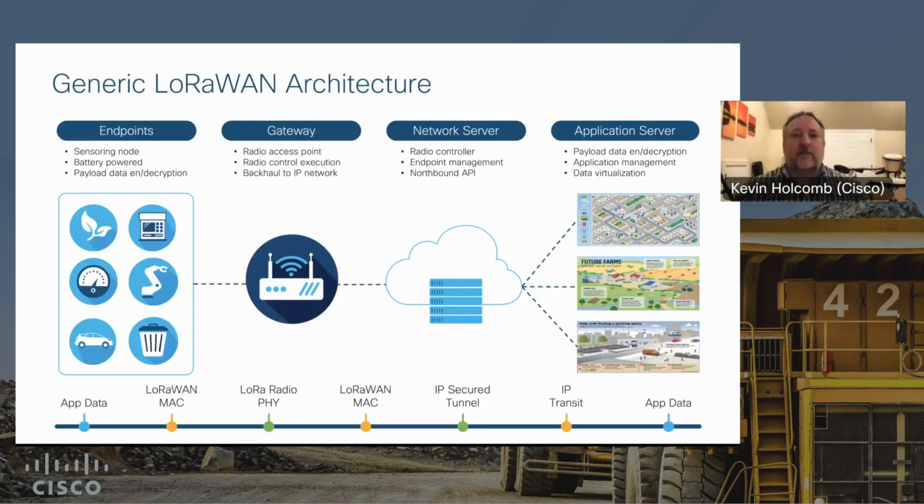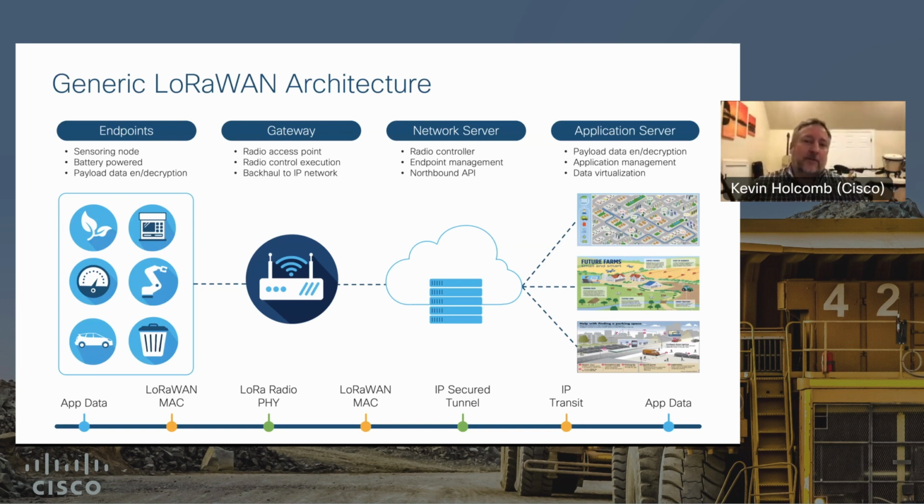Okay, so this is what your general LoRaWAN architecture looks like, in a simplified form. You have your endpoints, that's your sensors. They could be battery powered or wired, it depends. They're going to measure and encode the data. Then you've got a gateway, which is going to convert what comes over the air to IP. That's the main purpose of a gateway.